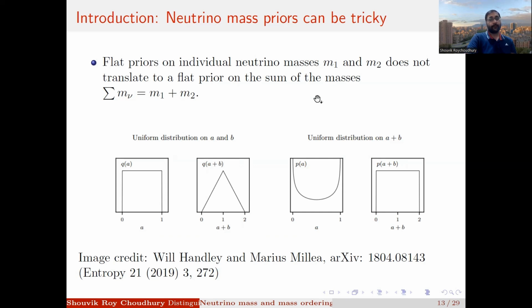And the thing is that if we are varying M1 and M2 separately, then to get a flat prior on the sum of neutrino masses, we will need priors of this shape. So it is important to remember that while varying individual neutrino masses, it's not always the case that the priors you assume on M1, M2 and M3, let's say, will lead to a flat prior on the sum of neutrino masses.